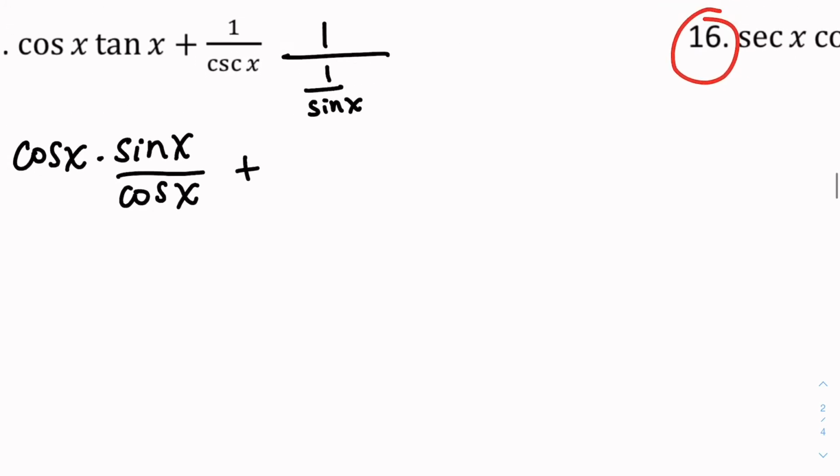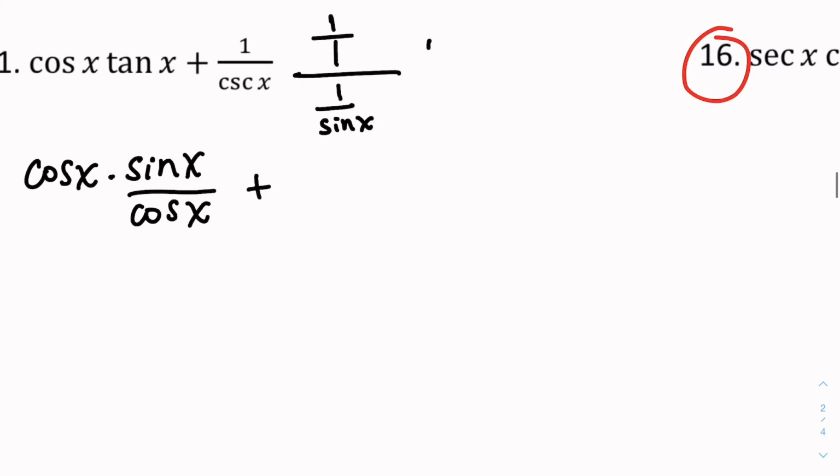Then I can change this into a 1 over 1 times sine x over 1. So my final answer is sine x. This whole thing just became sine x. Cool, but we could have done that without any of this work in the middle.